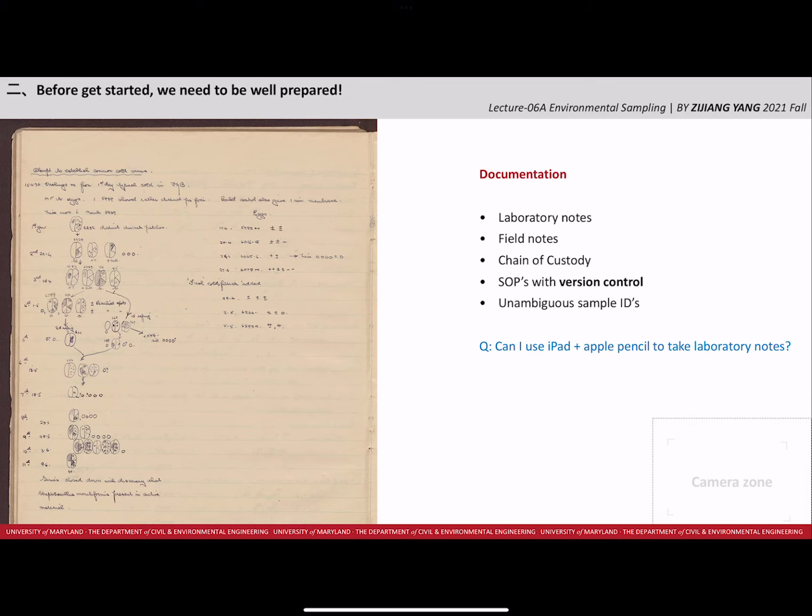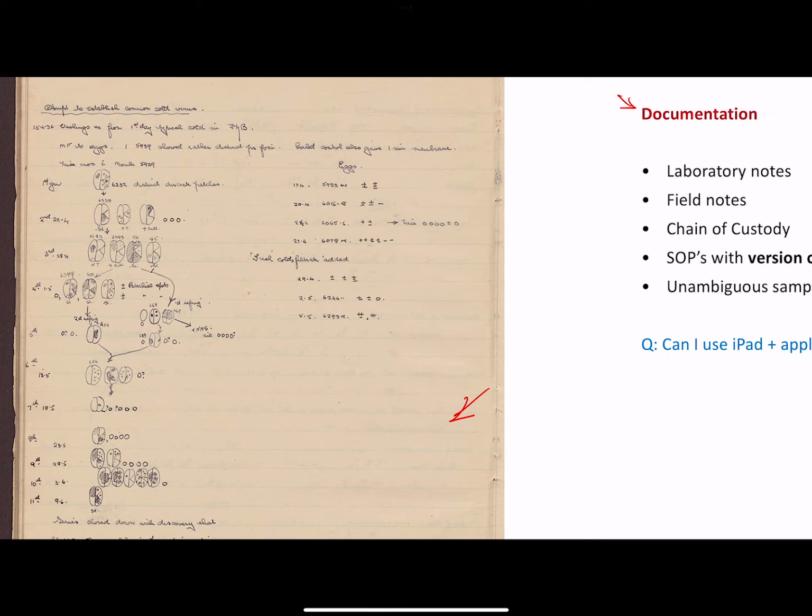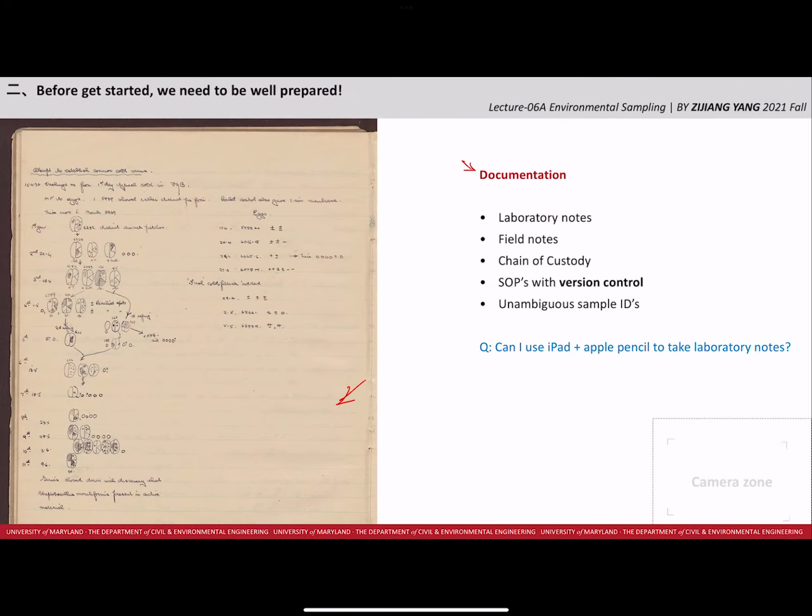Now, I want to talk more about the documentation. I found this picture of a lab notebook from a Nobel Prize winner. We can see the notebook is very clean, and I like this style. Anyway, usually we will have the laboratory notebook, the field notebooks, the chain of custody, and the SOP. Again, I will talk about this later.